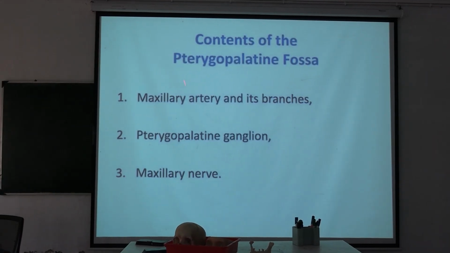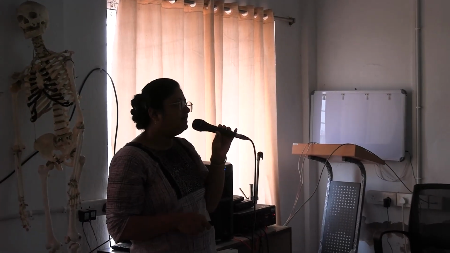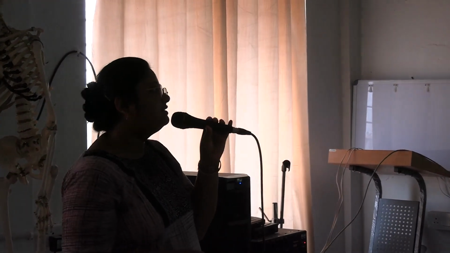What will be the contents? Maxillary artery and its branches, pterygopalatine ganglion, and maxillary nerve. So all these are content of the pterygopalatine fossa. Temporal fossa is also asked, contents may be asked. Okay.